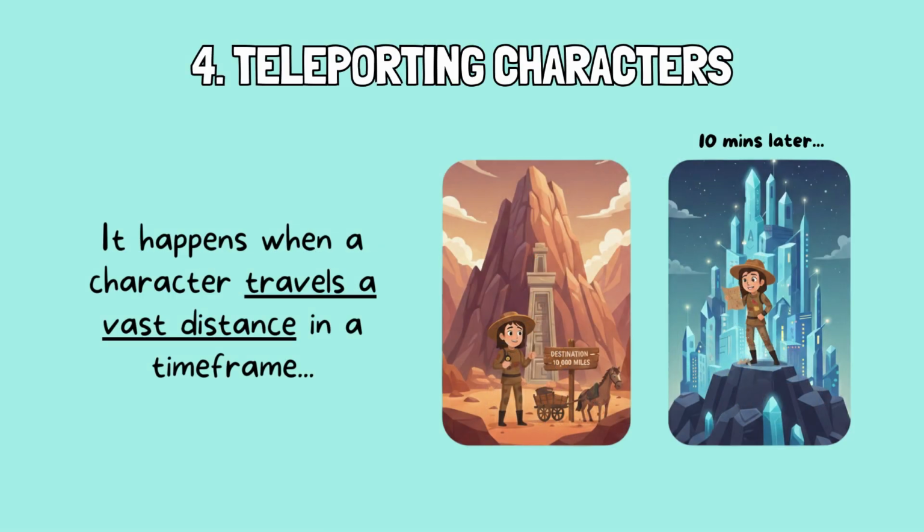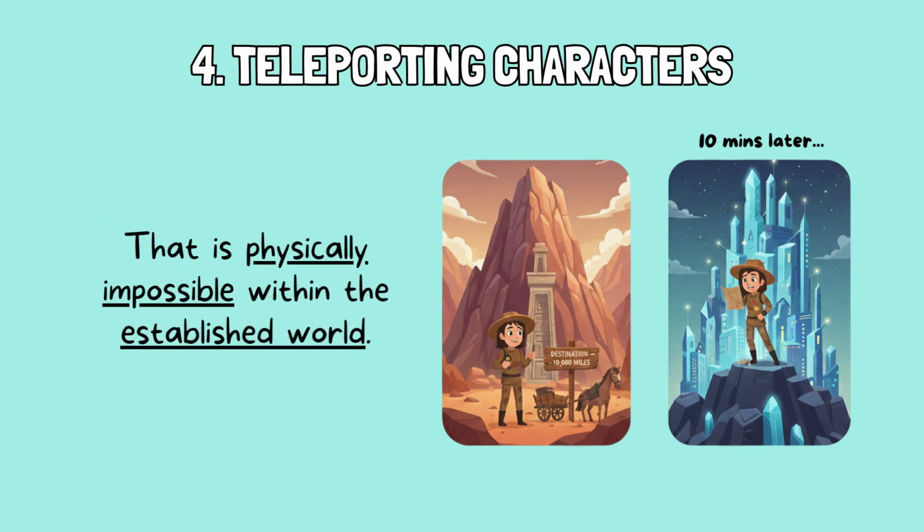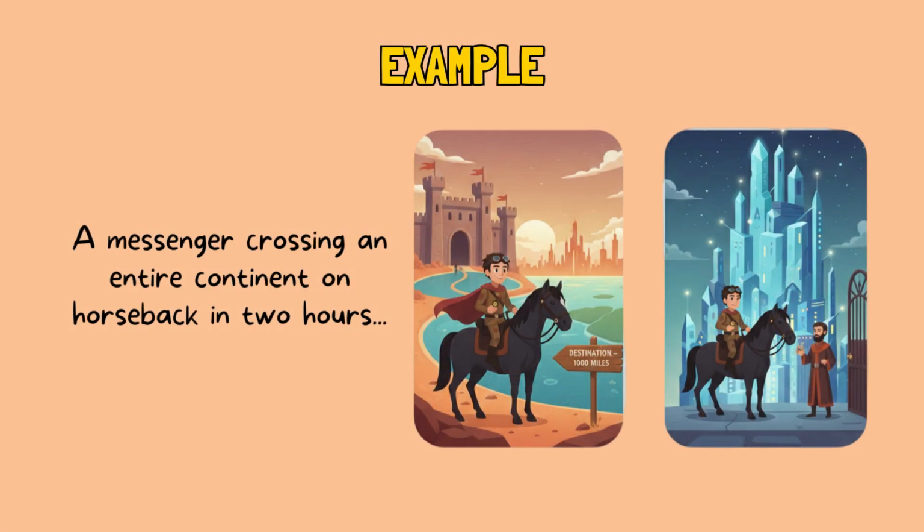Number 4, teleporting characters. This is a logistical nightmare. It happens when a character travels a vast distance in a time frame that is physically impossible within the established world. For example, a messenger crossing an entire continent on horseback in 2 hours because the author needs them to deliver a letter for the next scene to work.